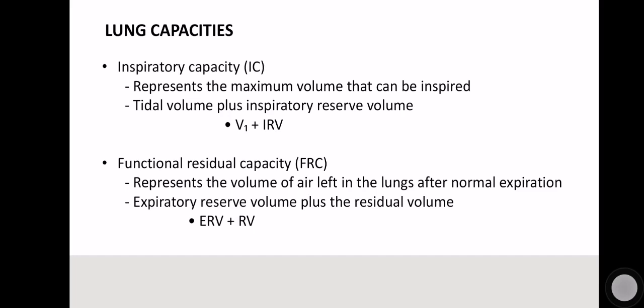Lung capacities. Inspiratory capacity represents the maximum volume that can be inspired. Tidal volume plus inspiratory reserve volume. The formula for inspiratory capacity is TV plus IRV. Functional residual capacity, FRC, represents the volume of air left in the lungs after normal expiration, the expiratory reserve volume plus the residual volume, ERV plus RV.